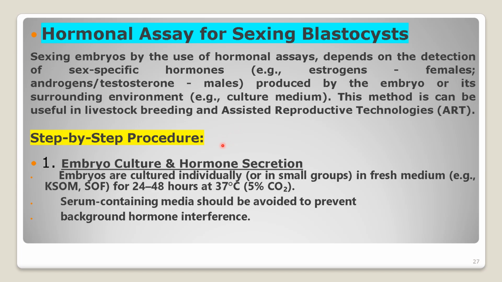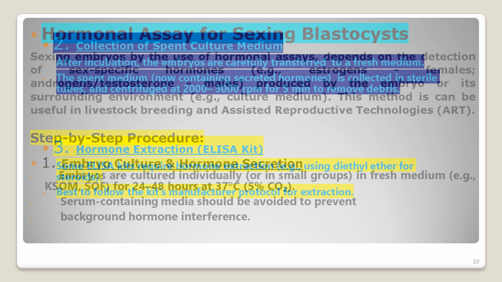So the procedure is as follows. One, you do embryo culture and hormone selection. Here embryos are cultured individually, or it can be done in small groups, in fresh medium for 24 to 48 hours at this temperature and at this percent carbon dioxide. Serum-containing media should be avoided. This is to prevent any background hormone interference.